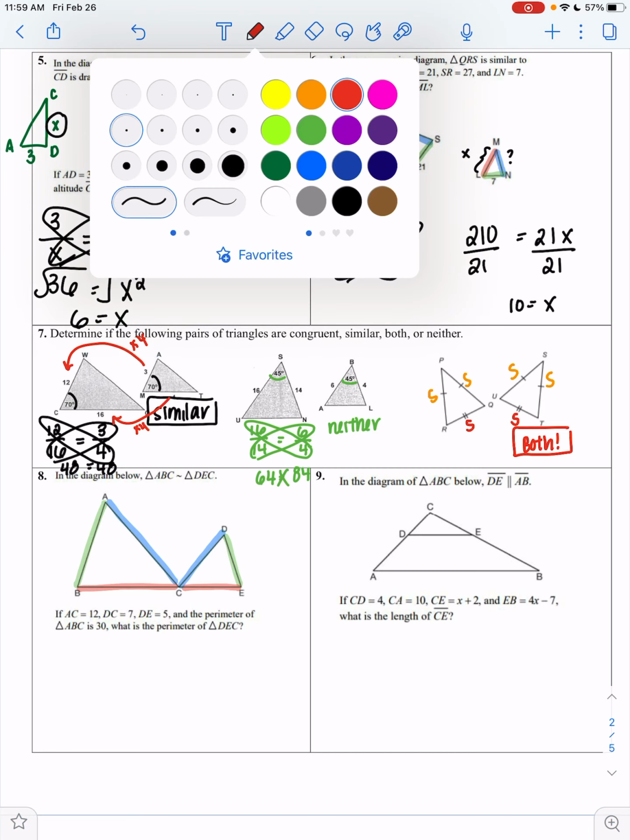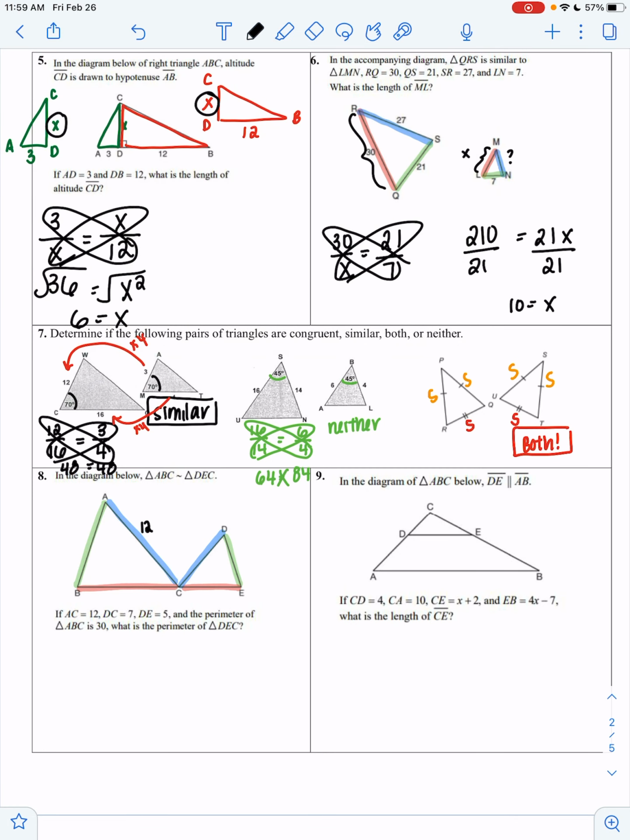All right, AC is equal to 12, so this is equal to 12. DC is equal to 7. DE is equal to 5. And the perimeter of triangle ABC is 30. What is the perimeter of triangle DEC? Ooh, that's a little bit challenging, isn't it? Well, I guess not. Okay.